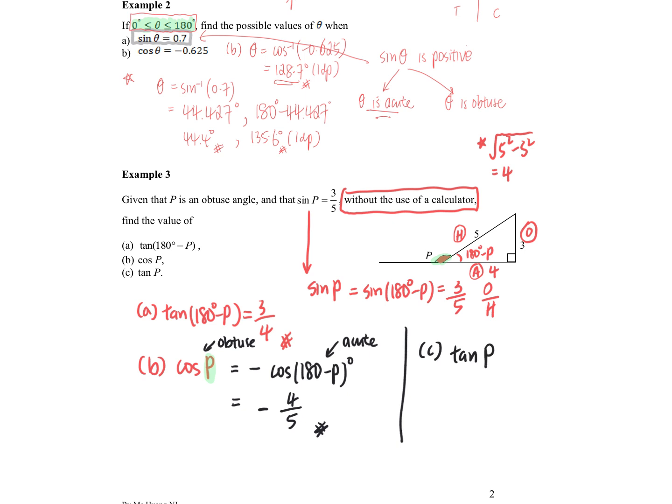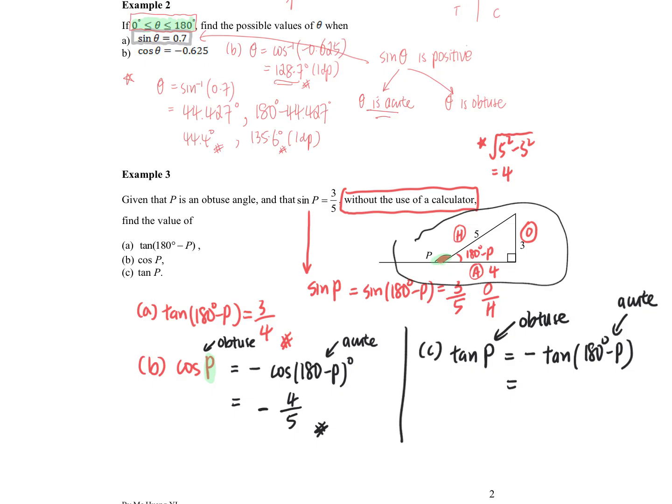Okay, same thing, tangent P. P is obtuse. But I want to relate it to the acute one. So just now on the first page, we know that tangent obtuse is negative tangent acute. So this is the acute one. So same triangle that I'm referring to now. Tangent is O over A. So it's 3 over 4, but with a negative sign. So just remember same ratio, but add in the negative sign will do. Yes.